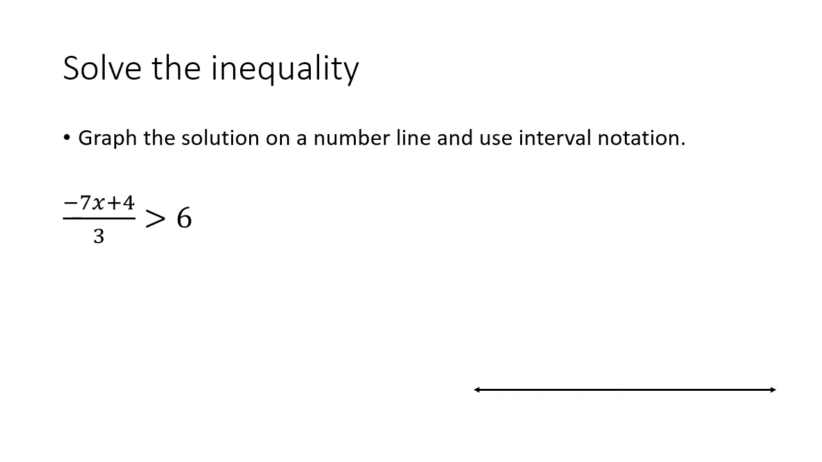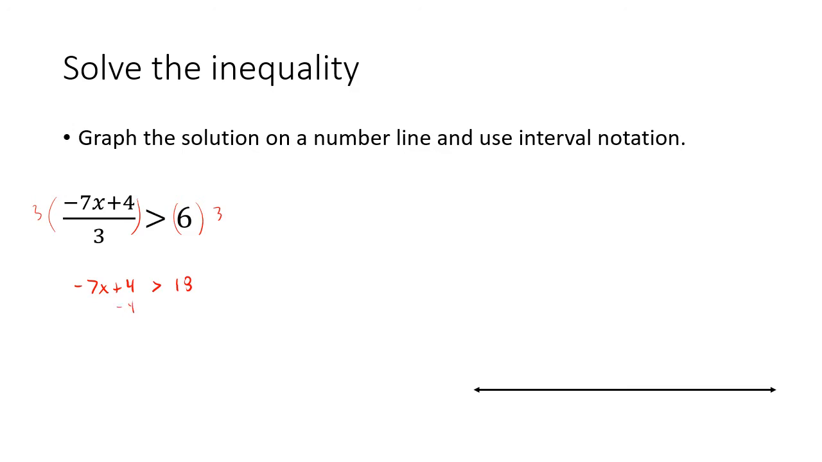So let's just solve this inequality here, which is not necessarily a super simple one, and then write the solution in interval notation. I was going to graph, okay? So first step, we're going to multiply both sides by 3. This is the multiplication property of inequality. Okay, so that's going to give us negative 7x plus 4 on the left is greater than 18.